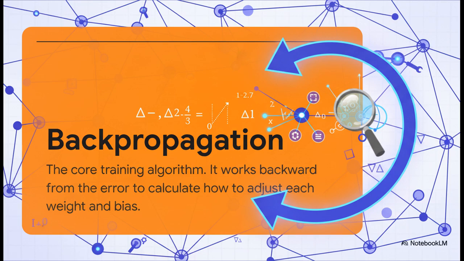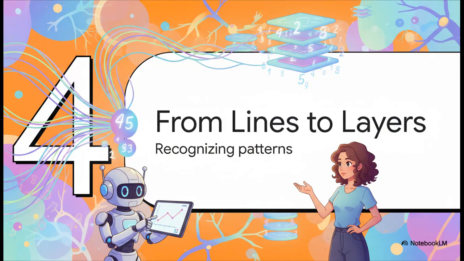Okay, let's take a breath. We have the fundamental pieces now. A forward pass to make a guess, a loss function to measure how bad that guess was, and backpropagation to learn from the mistake. Now we can finally scale this idea up from our simple house price predictor to that much harder problem we started with, recognizing handwritten numbers.